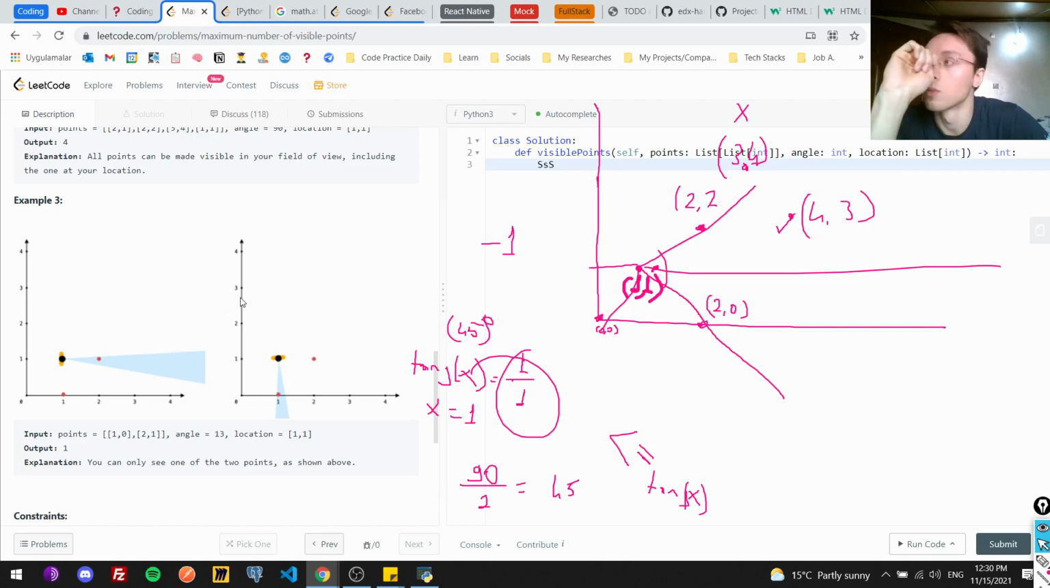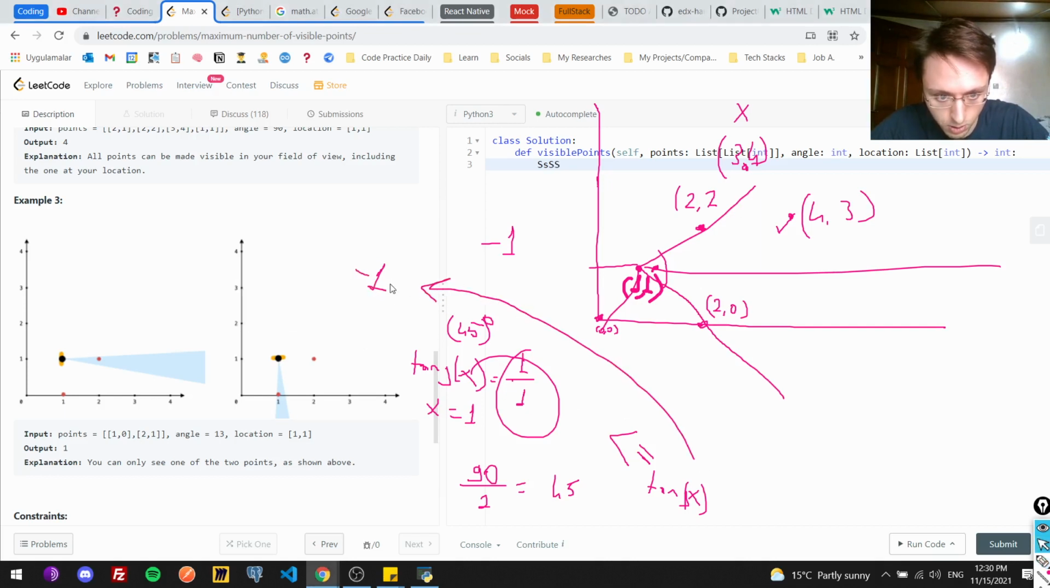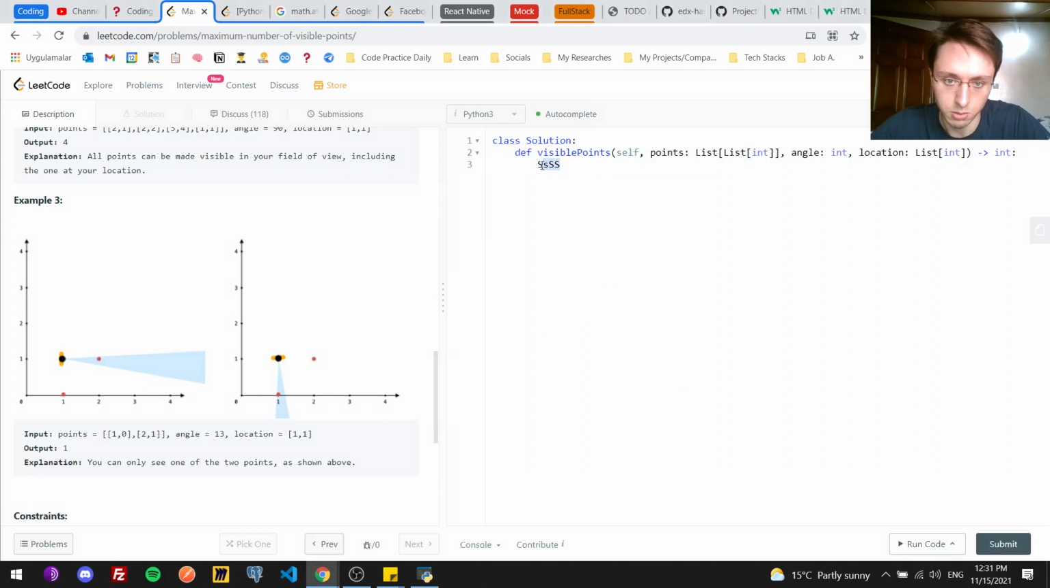Okay, then, but in between that and minus this tangent, so minus tangent x, it should be also greater than or equal to 45. Okay, let's try that maybe.